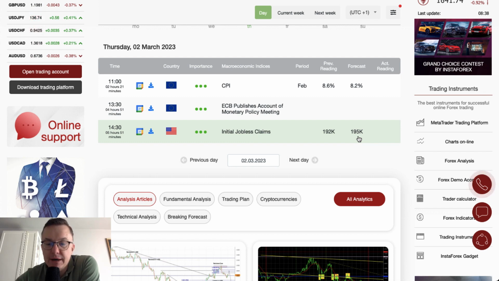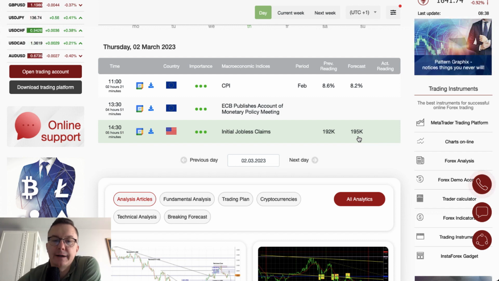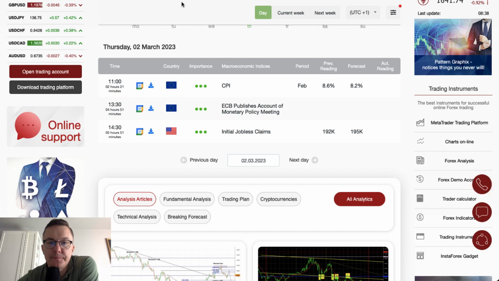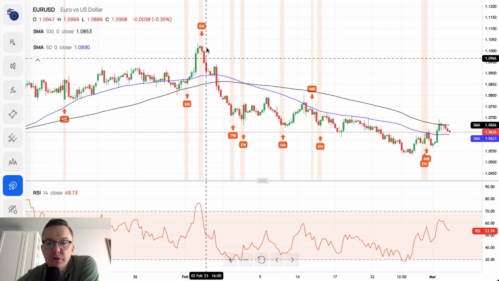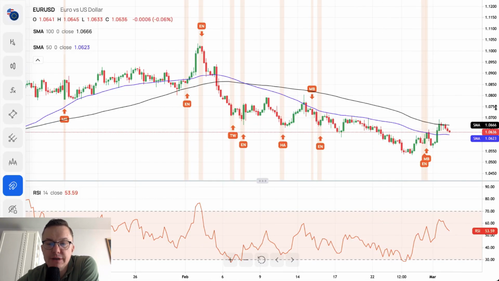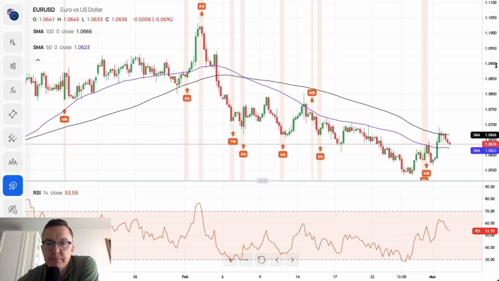All of them are market movers, so let's take a look how the situation is right now on the charts. What's the situation, how the bulls and bears are being involved in the price movement. I guess we should start with the euro dollar. Euro dollar 4-hour chart is showing us very interesting market movement.